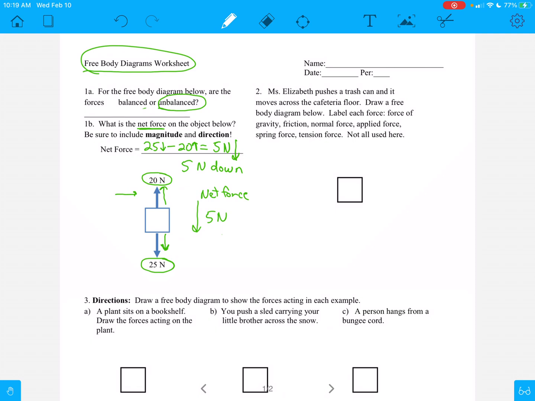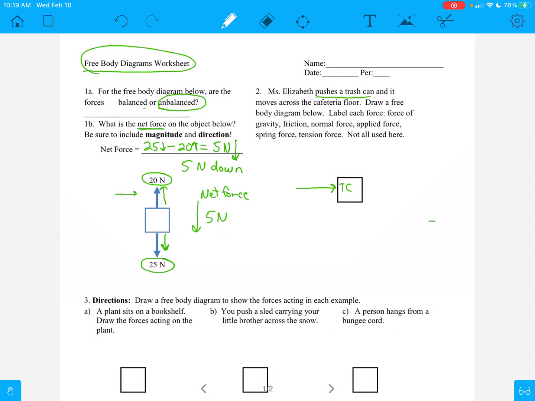Ms. Elizabeth pushes a trash can, okay? So she's pushing a trash can and it moves across the cafeteria floor. Draw a free body diagram below. So this is going to be the trash can, okay? That's the trash can. And she's going to be pushing it in this direction, okay? So I draw my arrow in that direction. And what's the force that she's going to use?